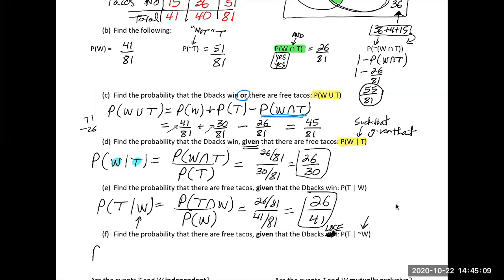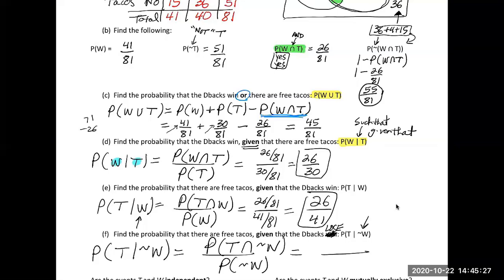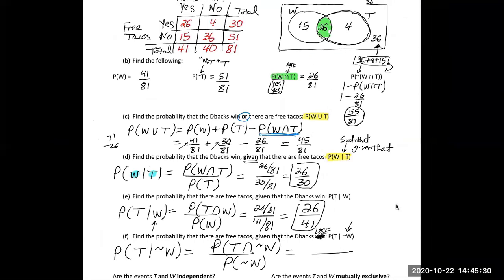So on this one, we'd have the probability of T given not winning. That would be the probability of free tacos and not winning divided by the probability of not winning. So the probability of T and losing, that would be free tacos and losing, would be 4 out of 81. And then the probability of not winning, that would be 40 out of 81. So that looks like it's going to be 4 over 40, or 1/10.